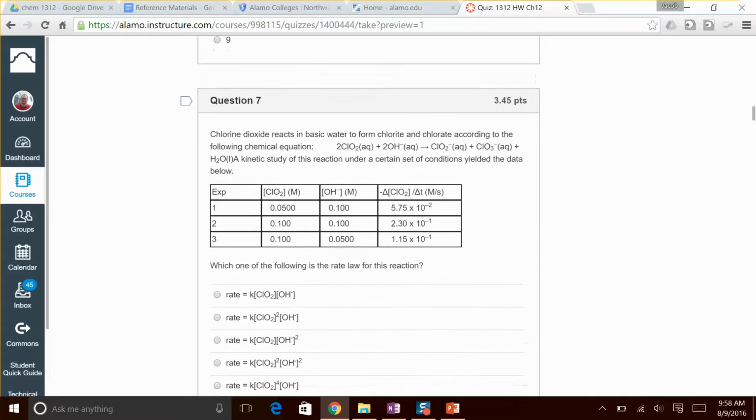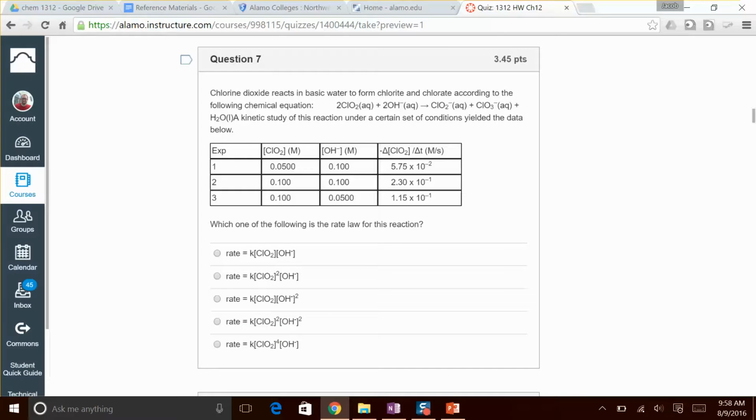Okay, all right, let's look at this one. Chlorine dioxide reacts in basic water to form chlorite and chlorate according to the following chemical equation. A kinetic study of the reaction under a certain set of conditions yielded the data below. So with this, we want to find the rate law. Rate equals K times the concentrations of the reactants raised to their orders. So we need to find the orders from the data here. Experiment 1 to experiment 2, hydroxide was held constant, right? So because hydroxide is held constant and that of ClO2 changes, I can relate it to the change in the rate.